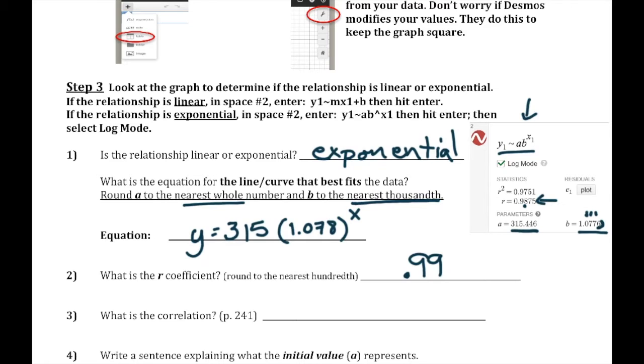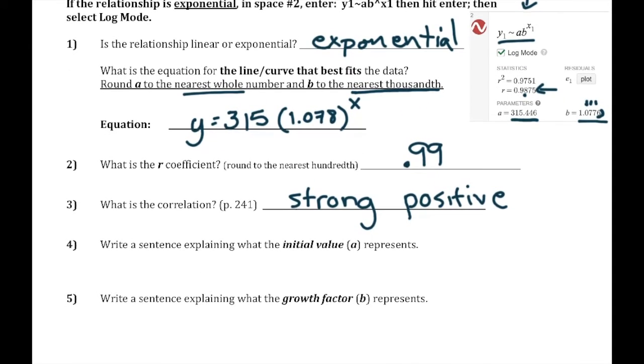So what is the correlation? Well, how would we describe this correlation is really what we're asking here. And we would say that this is a strong correlation because it's so close to 1. And it's positive because it's a positive value, right? It's a positive 0.99. So strong, positive.